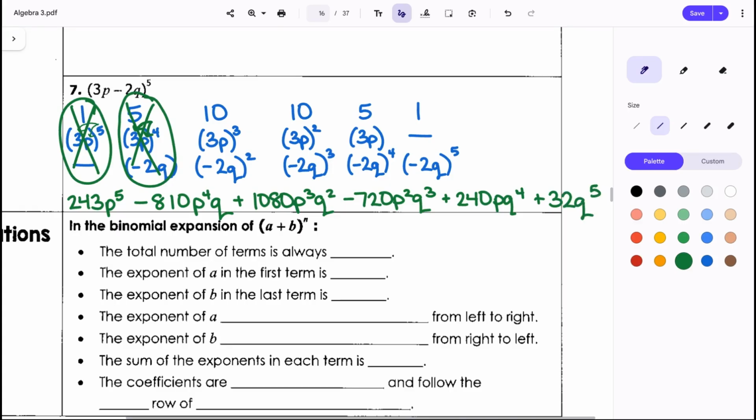Okay, so I wrote out mine. Hopefully ours matches. Anyone else get the same thing as I did? Cool. Oh, you're right. It would be negative 32. I missed that down there. That should be a minus. Okay.